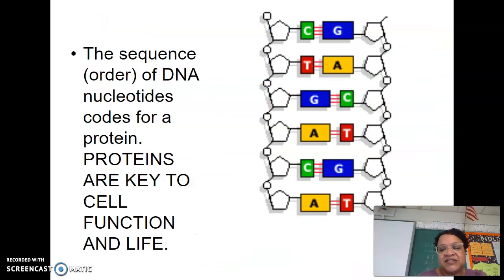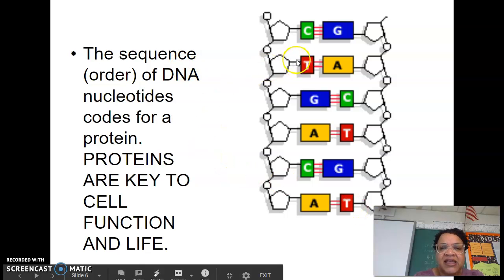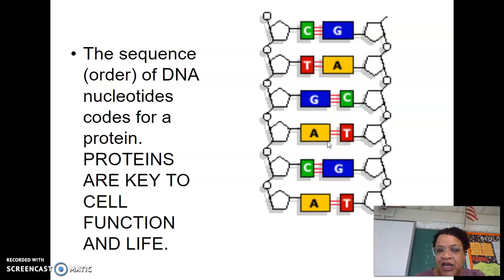So the sequence, this part is really, really important. The sequence of DNA, these bases, they code for a protein. They determine whether you have brown hair, whether you have red hair. Those proteins are key to cell function. That sequence is everything. Please make sure you put a star next to this. There's always a question on the EOC about the sequence of the bases.